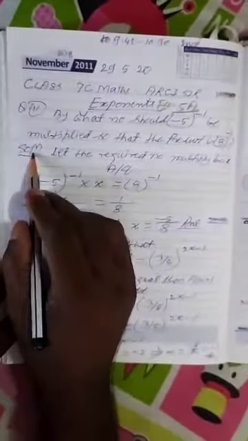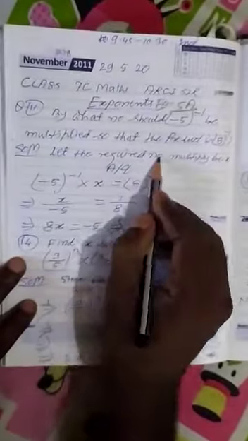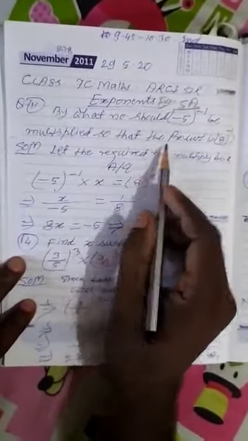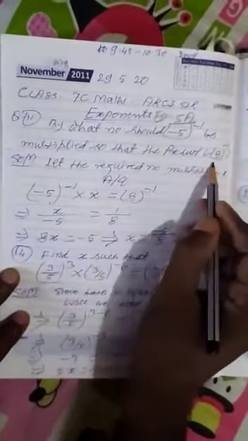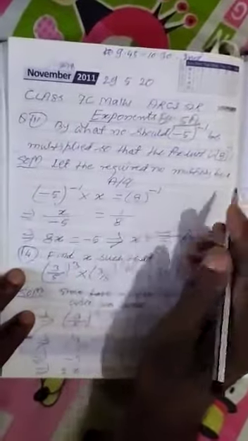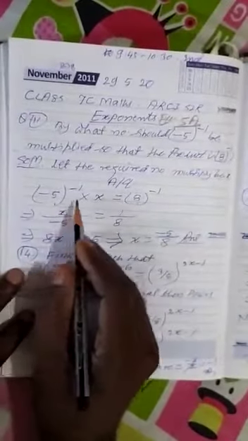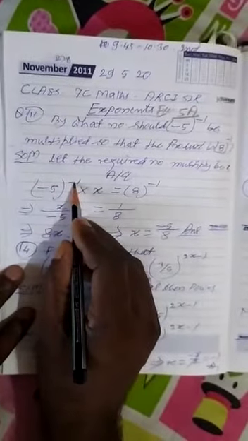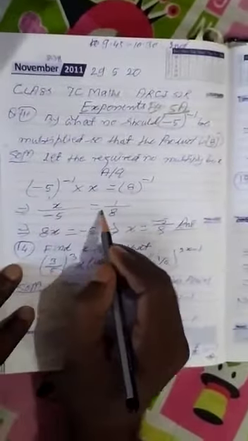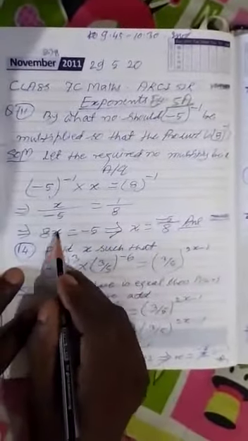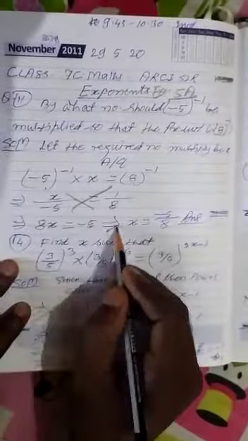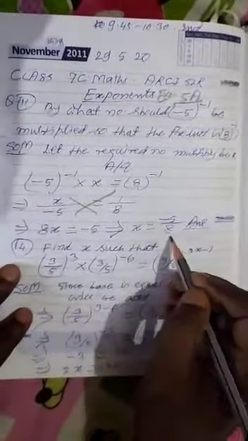Okay. Solution. Let the required number be x. According to the question, minus 5 inverse into x, product is equal to 8 inverse minus 1, and therefore x by reciprocal, x by minus 5 is equal to 1 by 8. Therefore, cross multiplication, 8 into x is equal to minus 5. Therefore x is equal to minus 5 by 8.